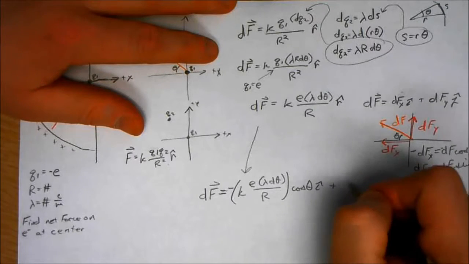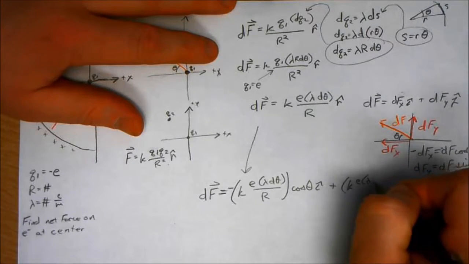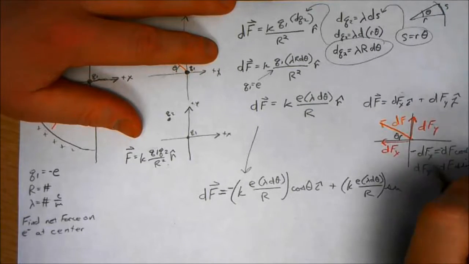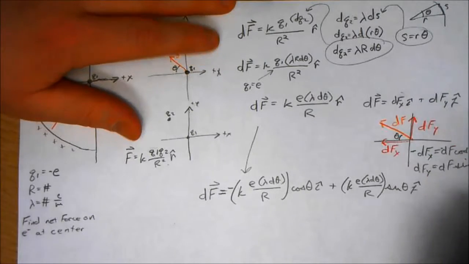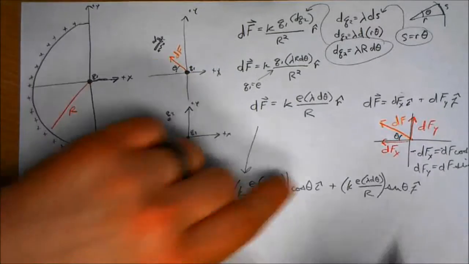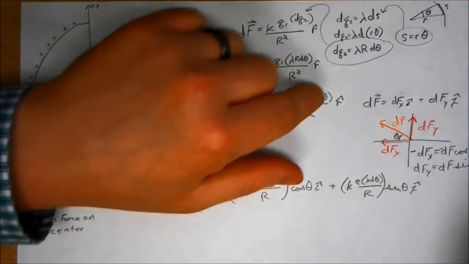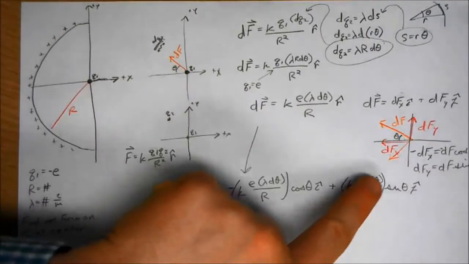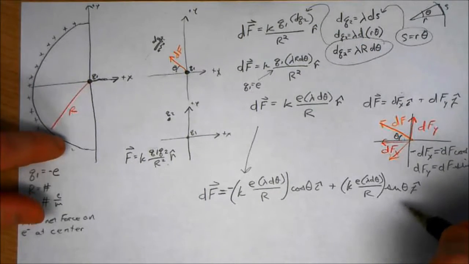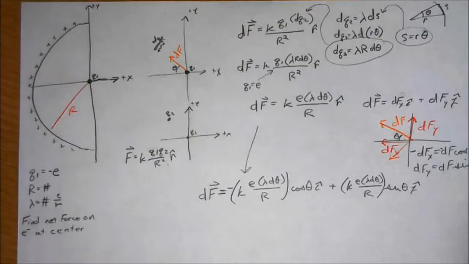Plus k_e lambda d theta over r sine of theta j hat. Now here's the thing, you may ask yourself, why is there not a negative here? Because when dF comes down here, it's going to be negative as well. Well, you're going to see that's going to cancel out because of symmetry. Either you see that immediately and you put the y term equal to 0, or you'll see from the integration it's not going to matter. I'll show you here in a second.